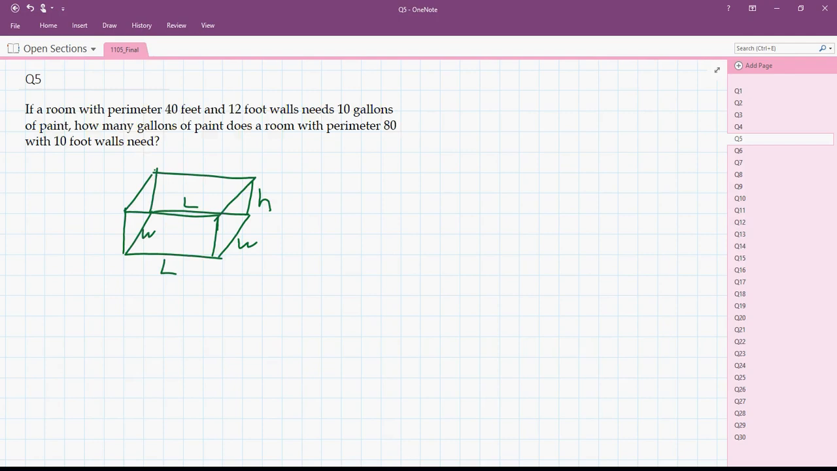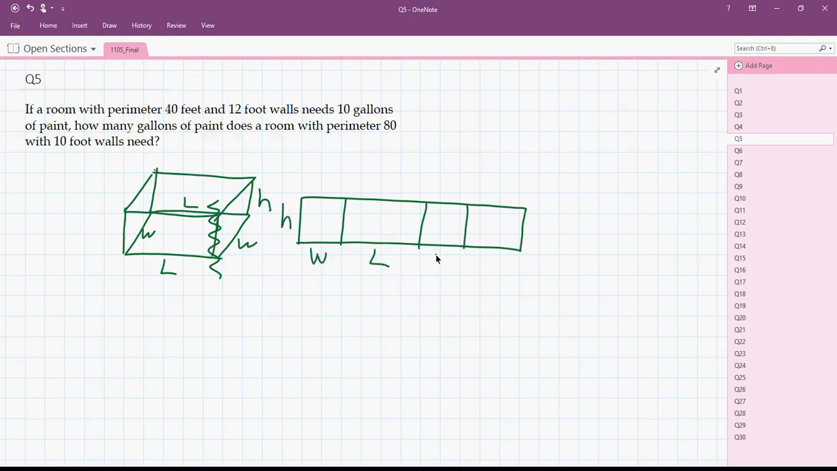So we're told the perimeter is 40. So let's say I just unrolled this figure. Like let's say I cut it right over here. What I would wind up having is something that looks like that, if I unroll the walls of the room. And we're told the perimeter, which would be the length plus the width plus the length plus the width, equals 40. So this plus this plus this is equal to 40. And we're told the height is equal to 12.